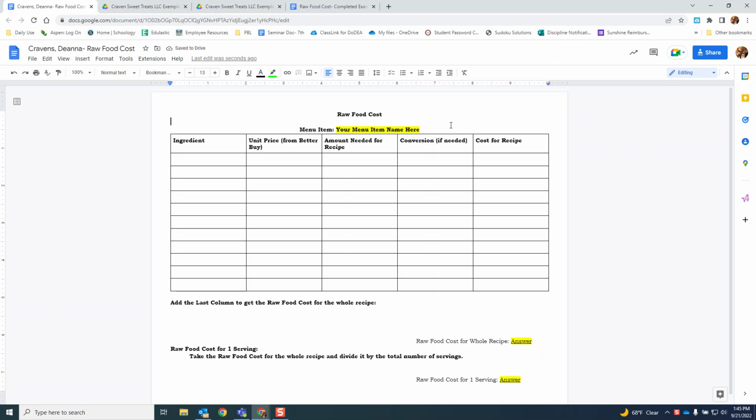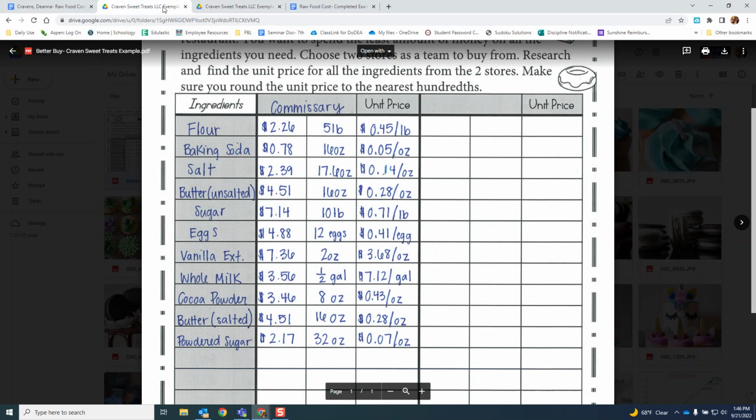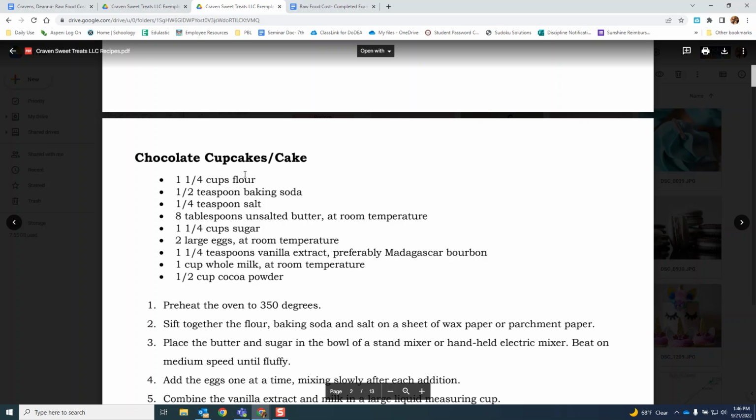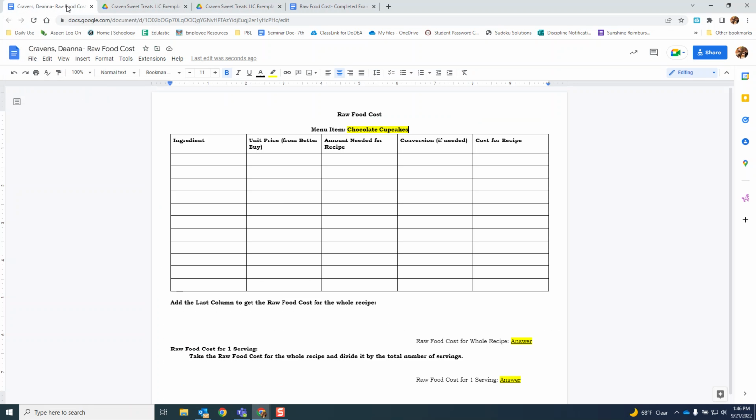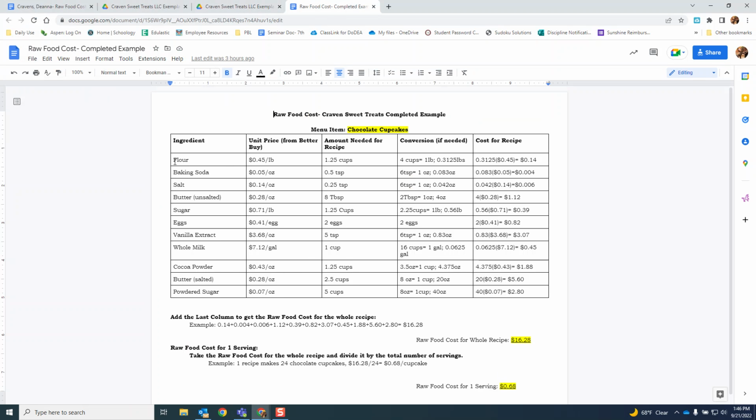Now from here, please place your menu item name. For mine, that is chocolate cupcakes. Next, you're going to list your ingredients. So I want you to find your recipe or your Better Buy, whichever one you can look at, and list your ingredients. I'm going to show you on my raw food cost right here. All of my ingredients are already listed.